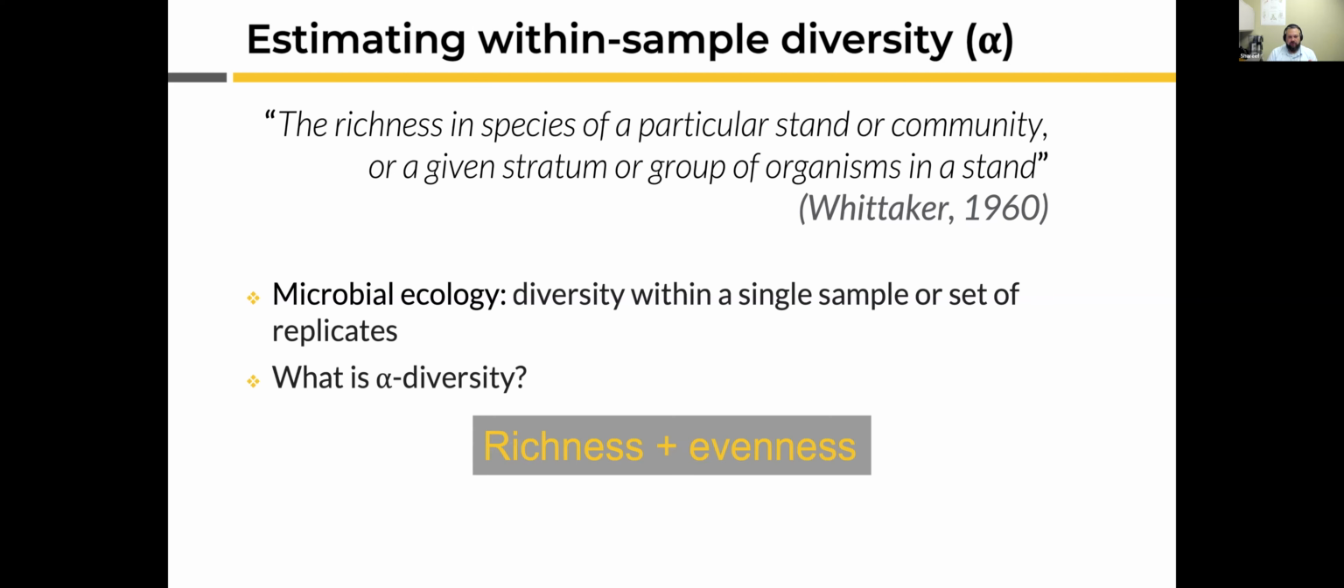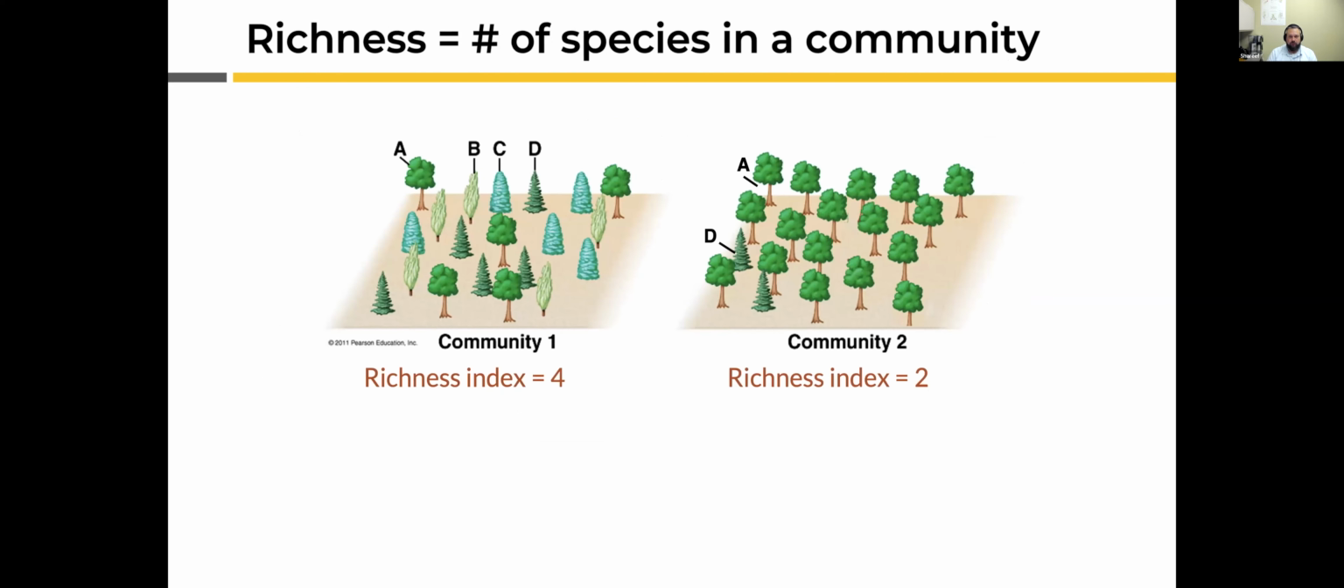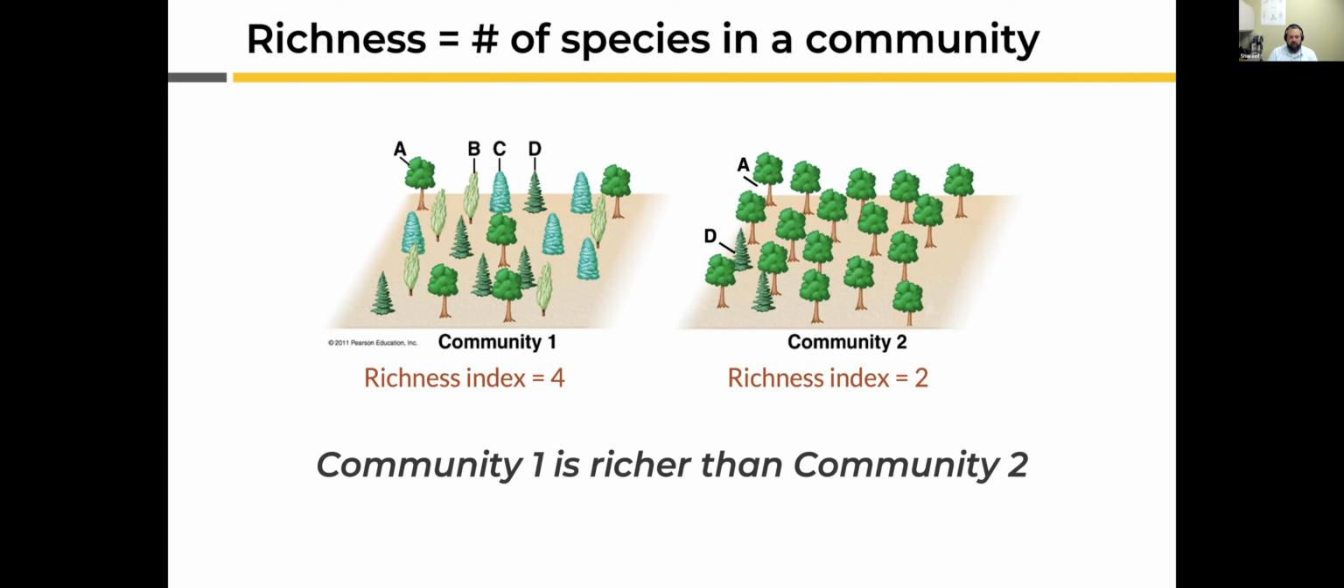To be more precise, alpha diversity is richness and/or evenness. Richness is essentially the number of species in a community. So we see here in the slide, in community 1, we have 4 different types of trees, and so the richness index would be 4. In community 2, we have a richness index of 2 because there are only 2 different types of trees. And because of this, we say that community 1 is richer or has greater richness than community 2.